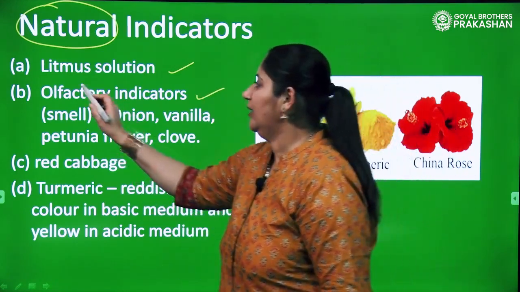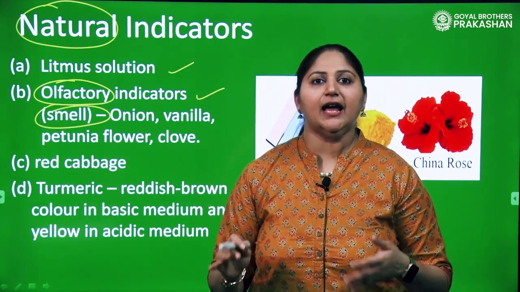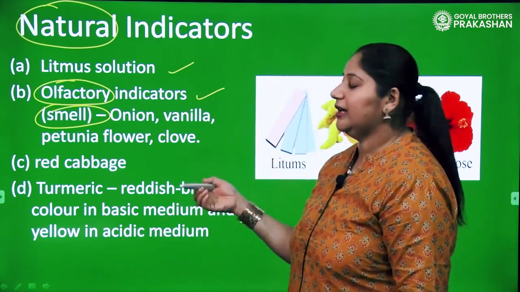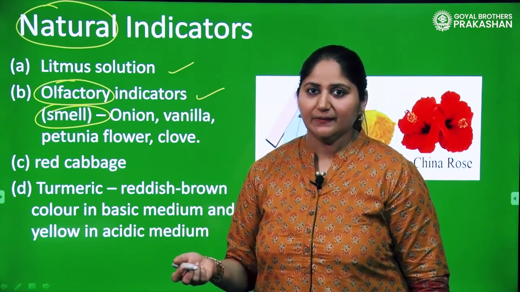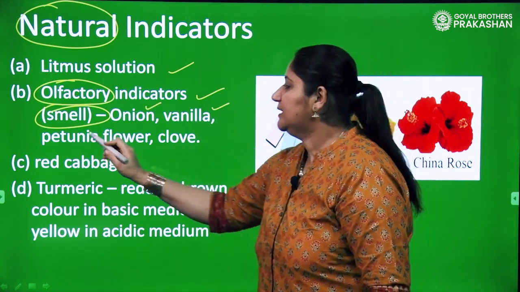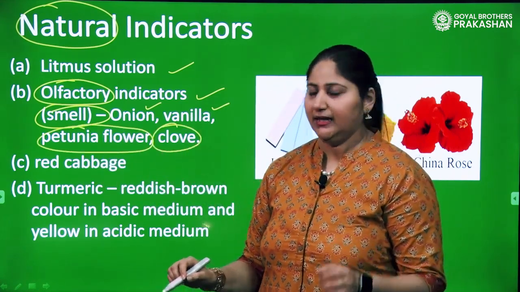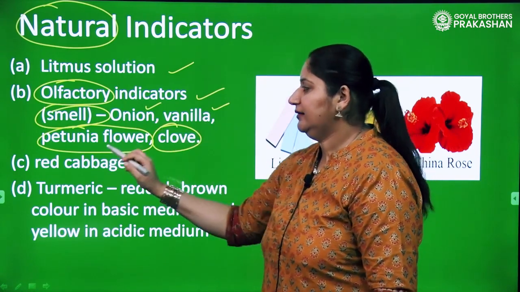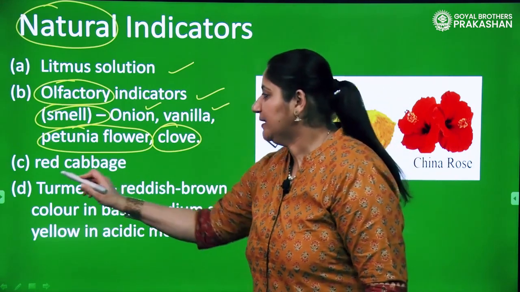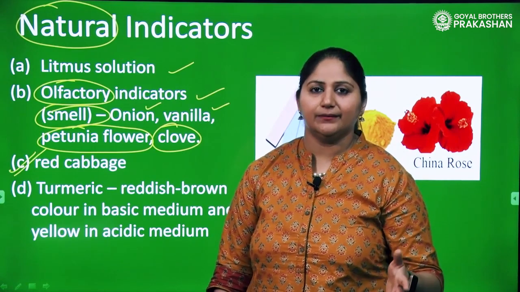Then we have olfactory indicators. What is the meaning of olfactory? Olfactory means smell. So, there are indicators that change their smell in different media. Which olfactory indicators change their smell in different media? Onion, vanilla, petunia flower, clove. What is clove? Clove is laung in Hindi. Then there is red cabbage. What does red cabbage do? It changes its colors in different media.